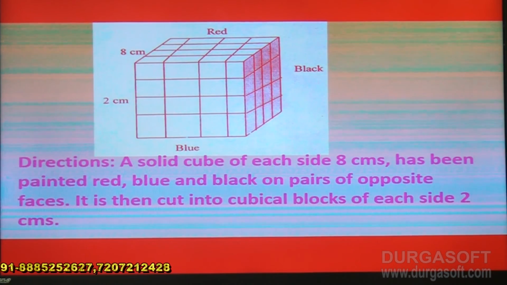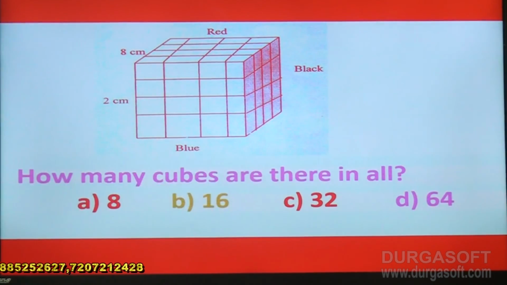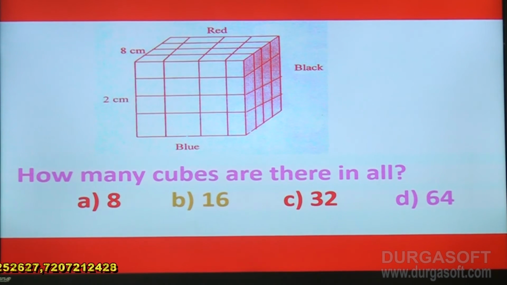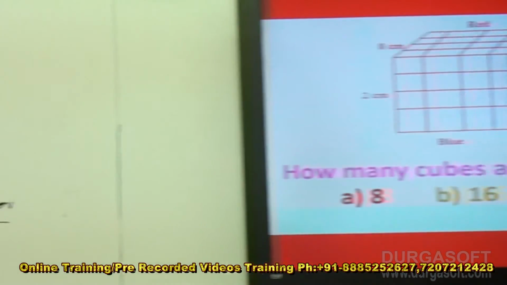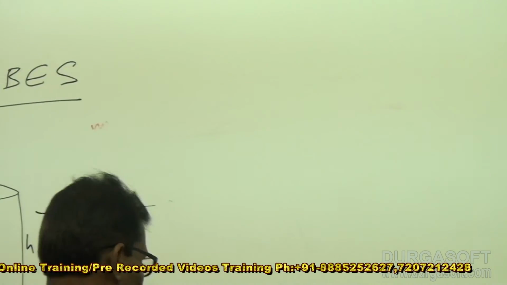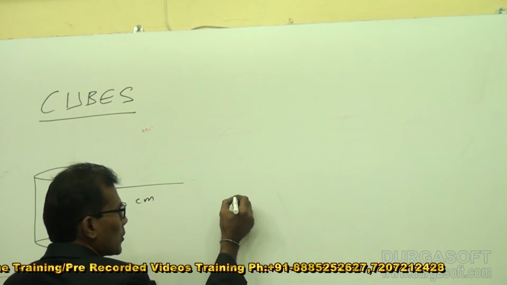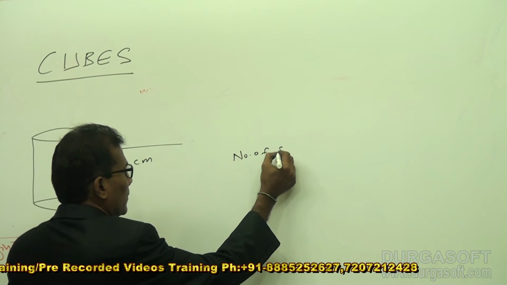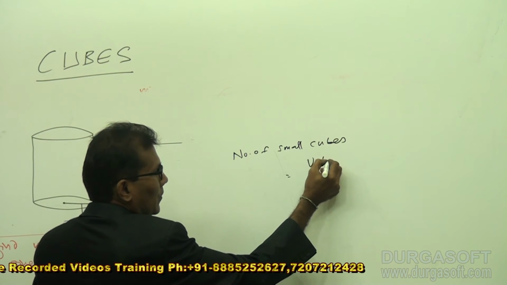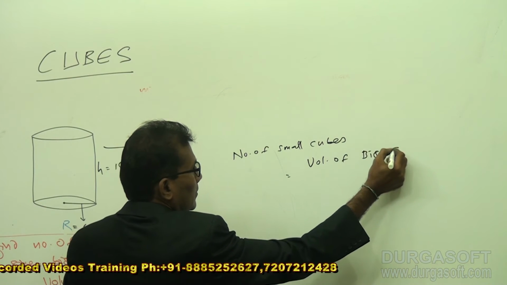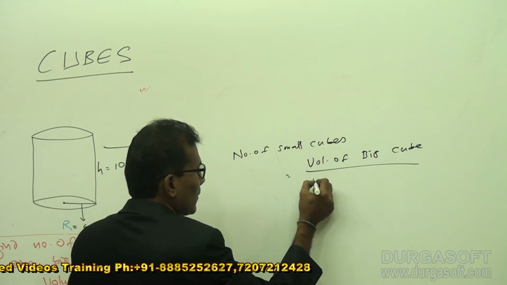Then through this information, the questions follow like this. Question number 1: how many cubes are there in all? In the sense, how many small cubes are there in the big cube? We know how to work out this question. Whenever the number of small cubes is asked, we know the number of small cubes is equal to the volume of the big cube divided by the volume of the small cube.